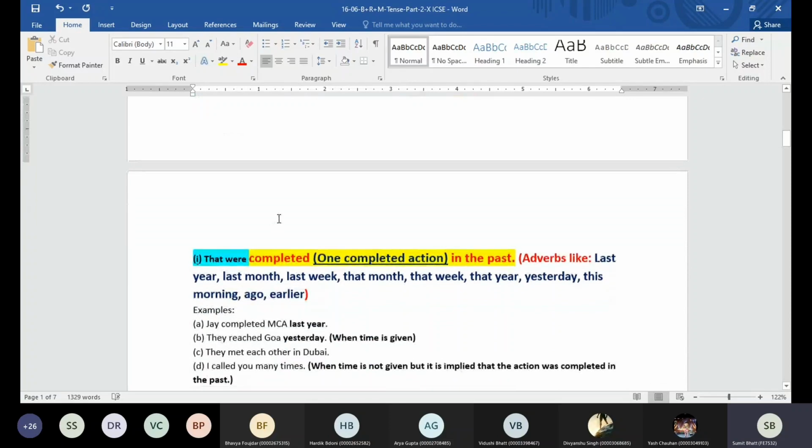Now let's understand when to use this particular tense. So we use it when we are referring to a completed action, but one action we are referring to at a time. Okay, one action at a time. If there are different sentences, we can continuously use simple past tense. That is, there is no issue in there.